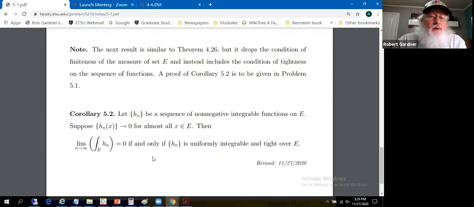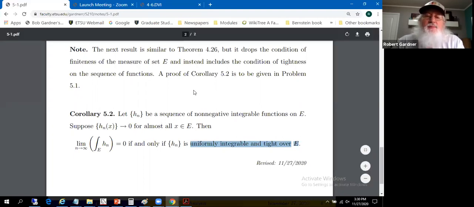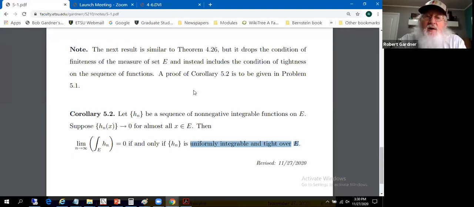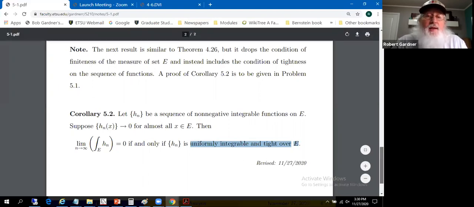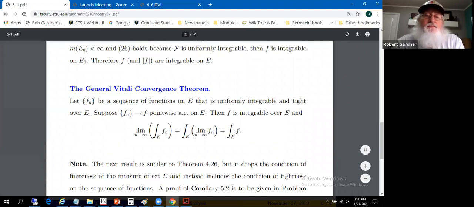Well, that means we're getting the limit of the integrals to be the integral of the limits in some particular setting, if and only if we have uniform integrability and tight. So there's no possibility of weakening the hypotheses in the general Vitali convergence theorem. In Theorem 4.26, we had a similar result showing that we couldn't weaken the hypothesis of the measure of set E being finite. We didn't weaken it here, we kind of changed it. We swapped that condition for another condition, the condition of tightness of the sequence of integrals over set E. And that's the general Vitali convergence theorem. Our last convergence theorem, in a sense.